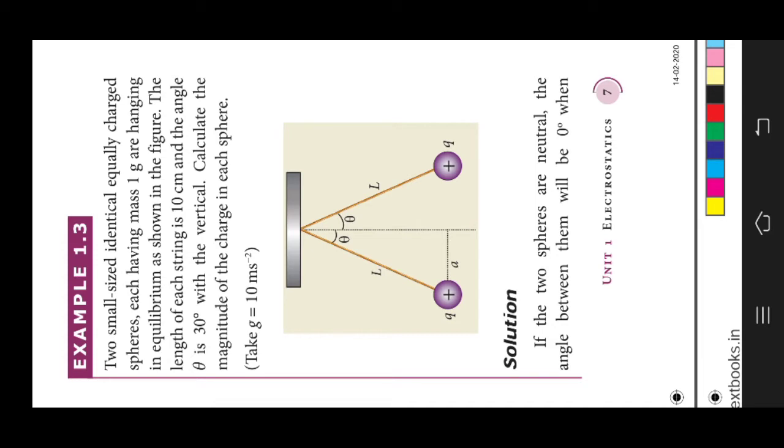So here theta is the angle between the vertical direction and the string. That angle is 30 degree and the length of the string is given as 10 centimeter. Calculate the magnitude of charge in each sphere. So now we are going to calculate Q. Here g is given as 10 meter per second square. Okay, let's see the solution.